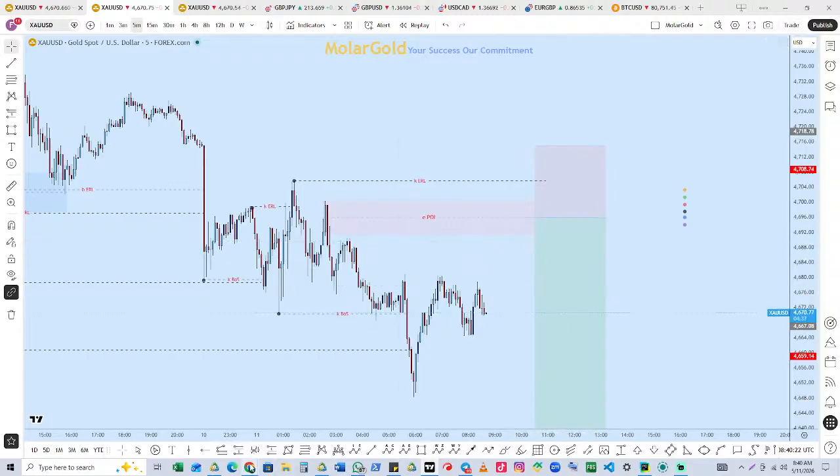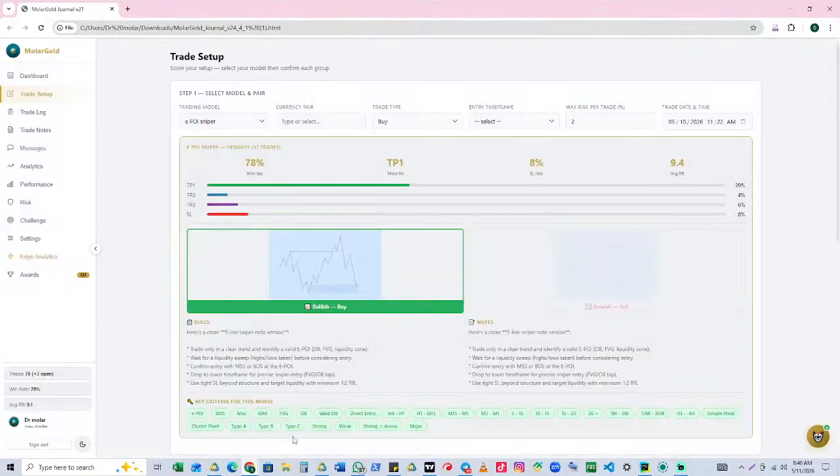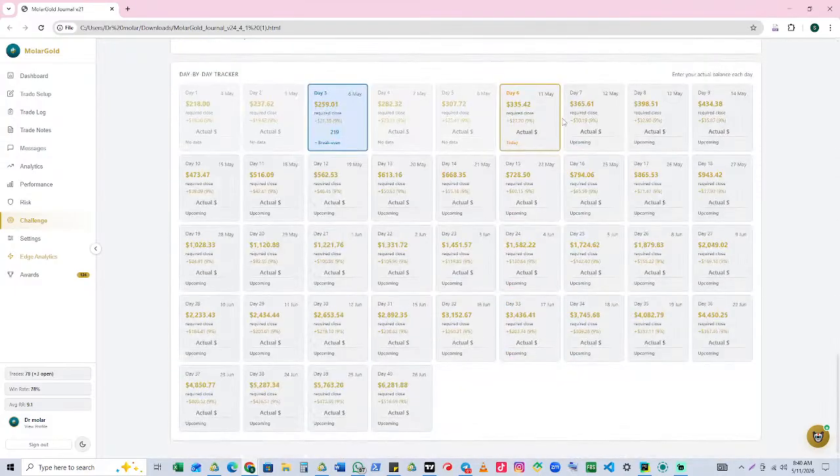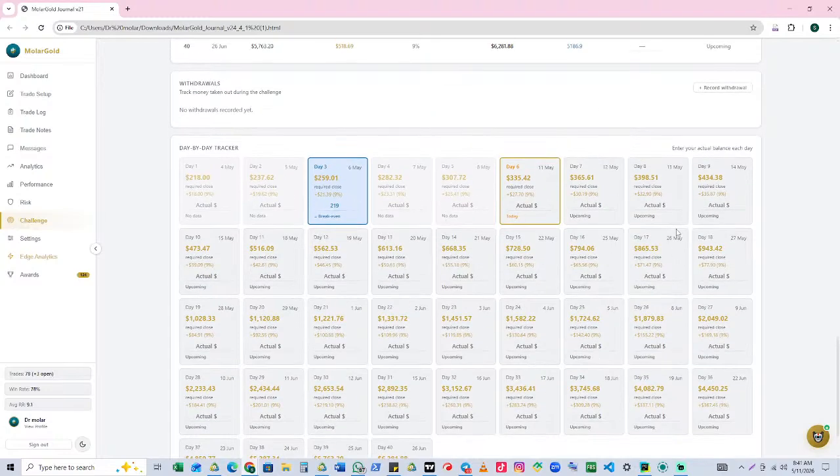Let's talk about the challenge. I'm actually going to talk about the challenge right now. Today, in the challenge, we are just to make $32. For some time now, I was a little busy, so I didn't call so many trades. But today we are making $32, and we are way behind in the schedule. Account should be at $300 and something, but we are still at $219, I guess. Yeah, so we are still behind.